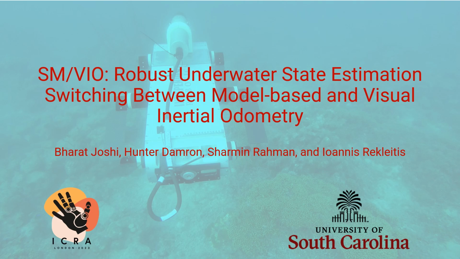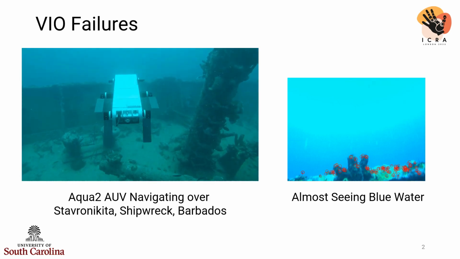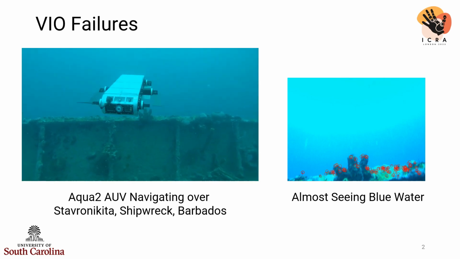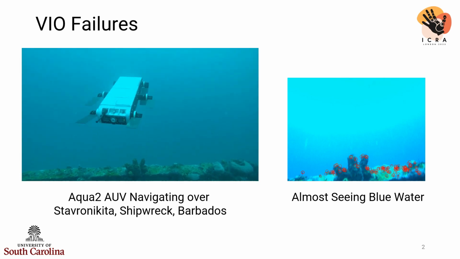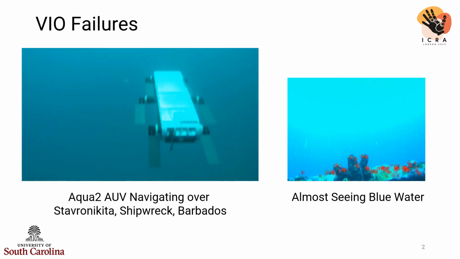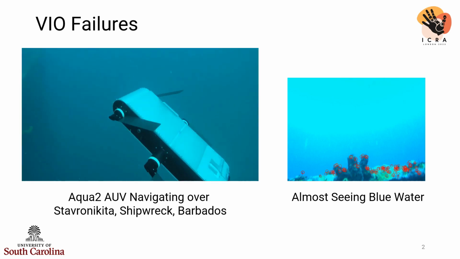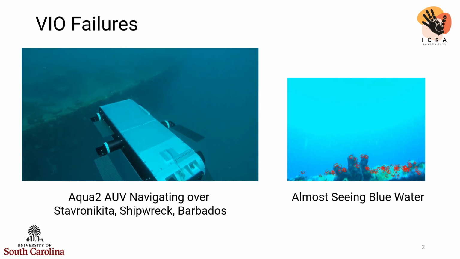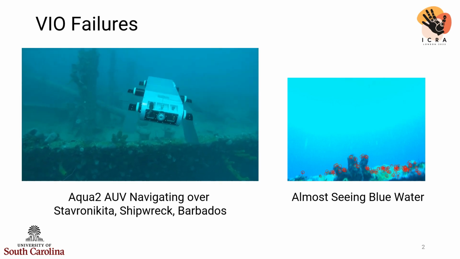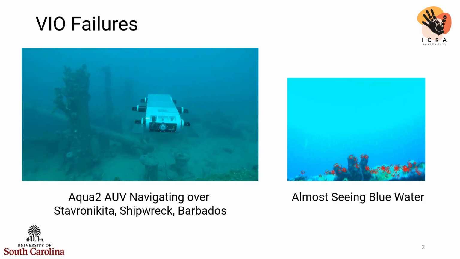Today, I'll be presenting our paper on robust underwater state estimation by switching between model-based and visual-inertial odometry. VIO failures occur in challenging underwater environments due to limited visibility, low dynamic range, and color loss. One such scenario occurs when the Aqua-2 autonomous underwater vehicle is navigating over a shipwreck and it reaches the side of the shipwreck. As a result, the AUV faces open water and cameras capture images with only blue water. The VIO system cannot detect enough features in these images and eventually diverges.